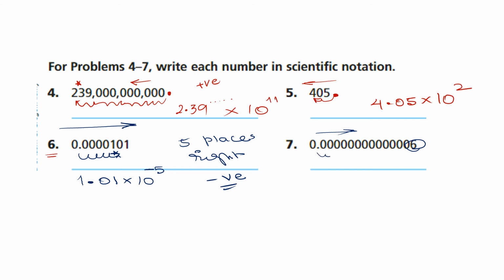1, 2, 3, 4, 5, 6, 7, 8, 9, 10, 11, 12, 13 and 14. So we will write 6 times 10 to the power of 14. But since we were moving to the right, it will be negative.